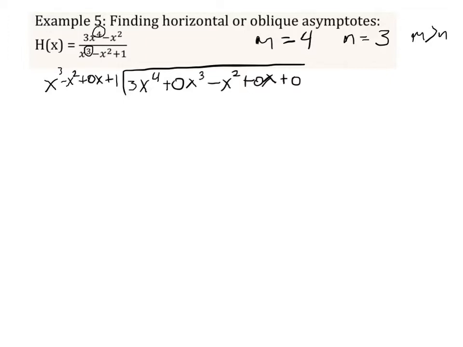Alright, so then I say, alright, well, 3x to the 4th divided by x cubed is what? It's going to be 3x. Because if I took 3x times x cubed, I get 3x to the 4th.